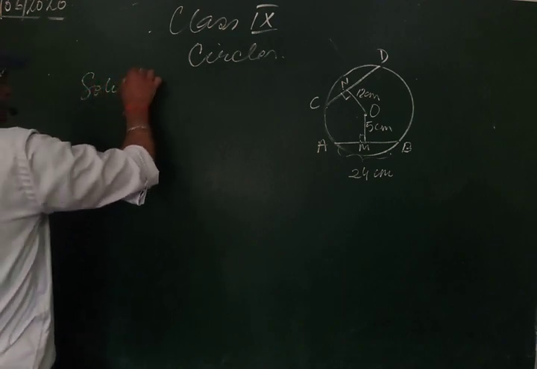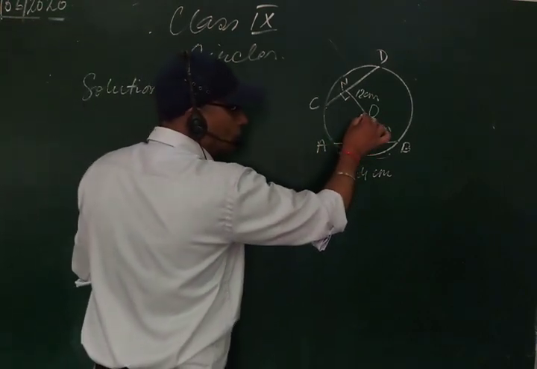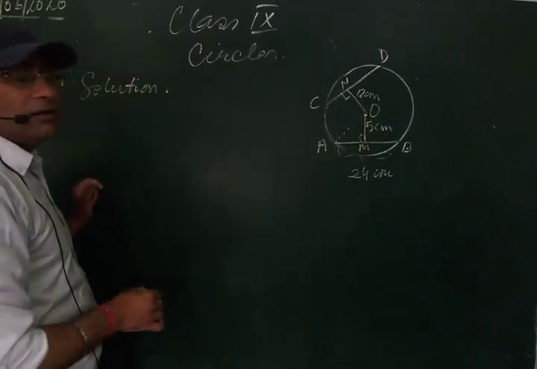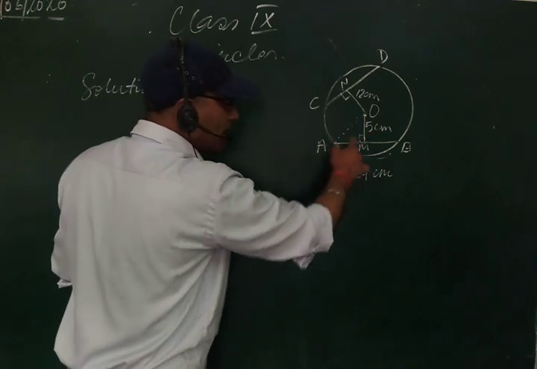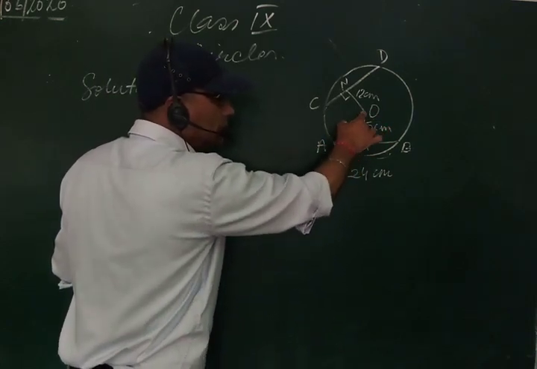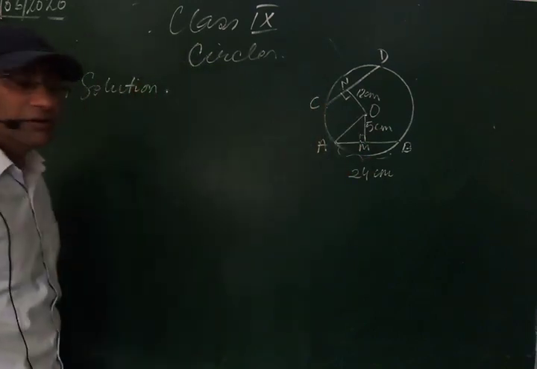Solution. What we are going to do is join O and A, so that a right-angled triangle will be formed over here. If we join them, then the right-angled triangle will be formed so that we can find the radius of the circle in this case. Okay?